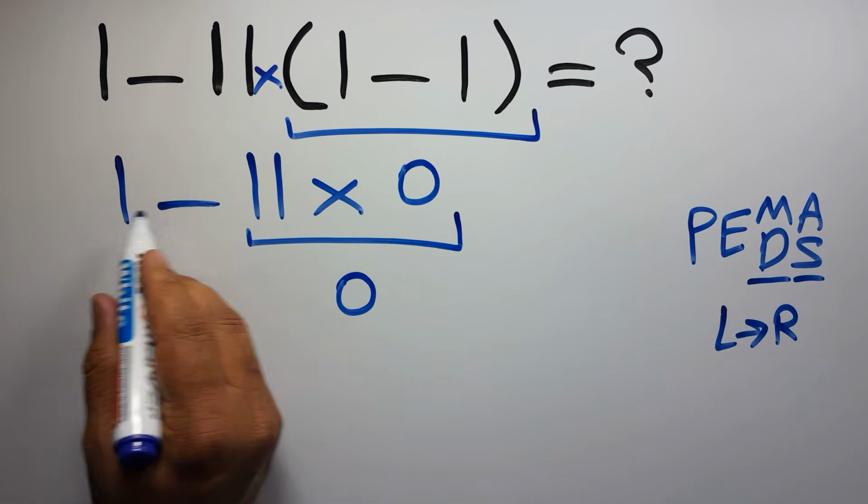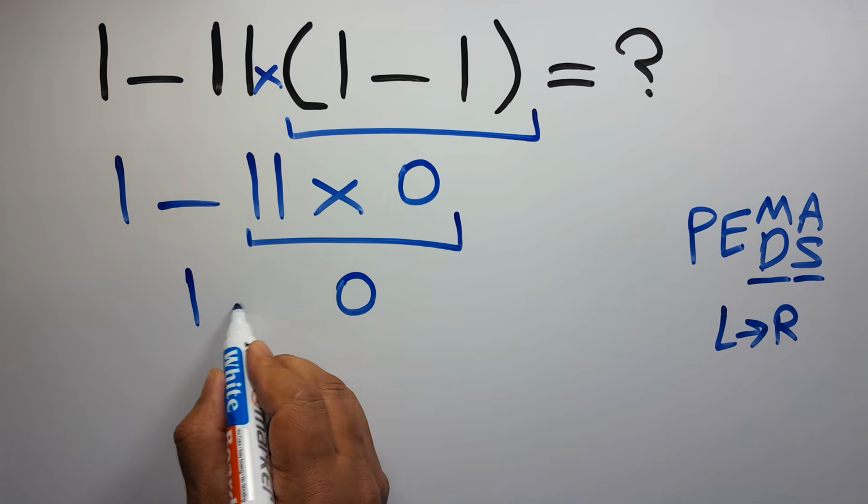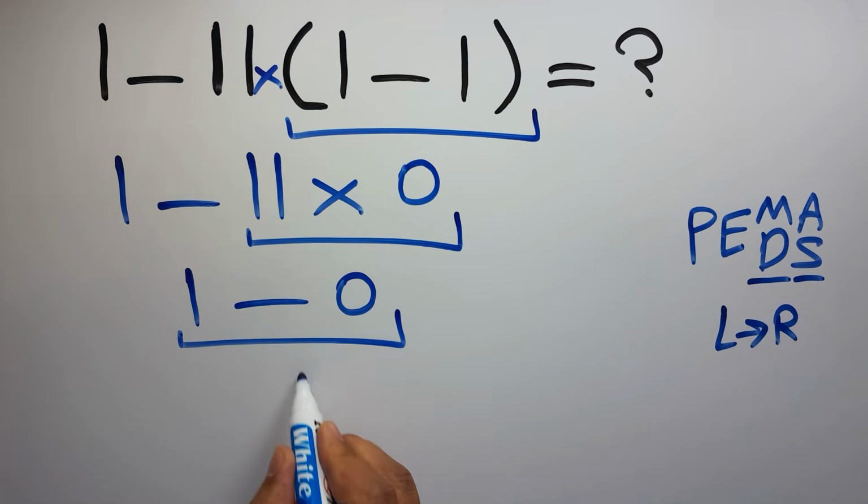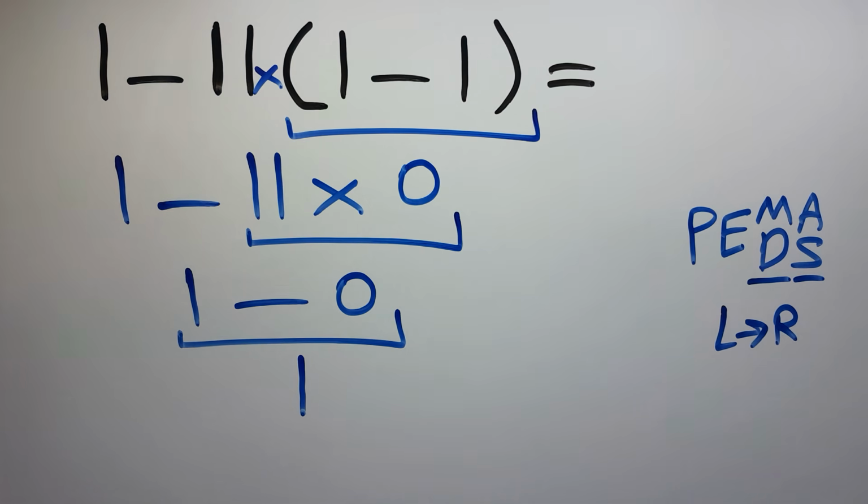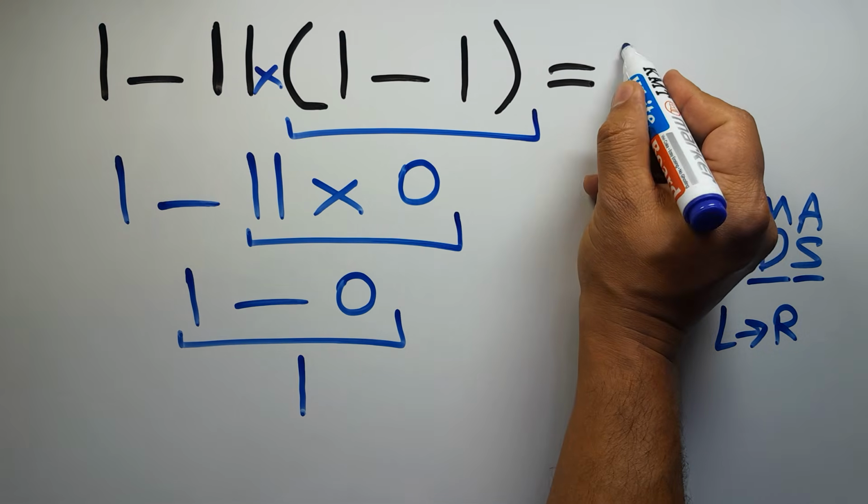So we have 1 minus 0, which equals 1. And this is our final answer to this problem. The correct answer is 1.